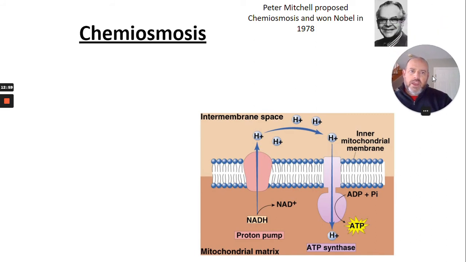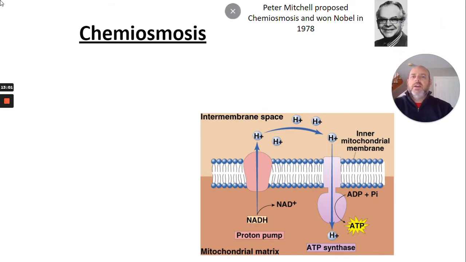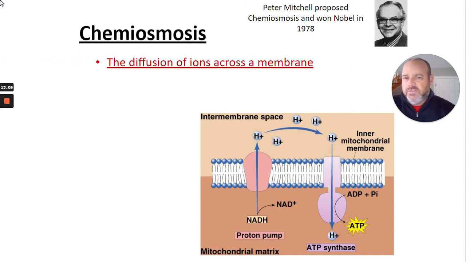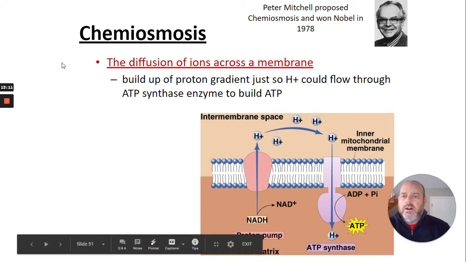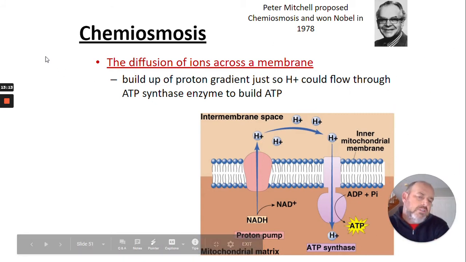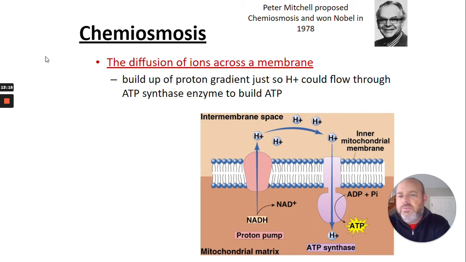Chemiosmosis, another little vocab word for you here, proposed by Peter Mitchell, won the Nobel Prize for it. So it's the diffusion of ions across the membrane. So the buildup of the proton gradient, just so hydrogen could flow through the ATP synthase enzyme to build ATP. So the idea that it pumps it out and gathers in a big enough group to where it wants to go back through from high to low, right?